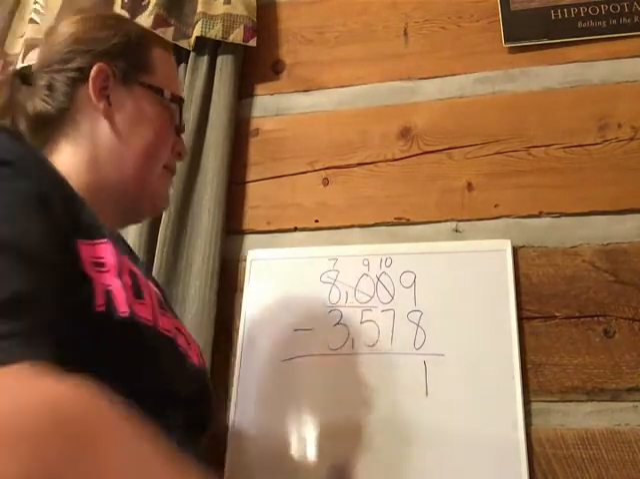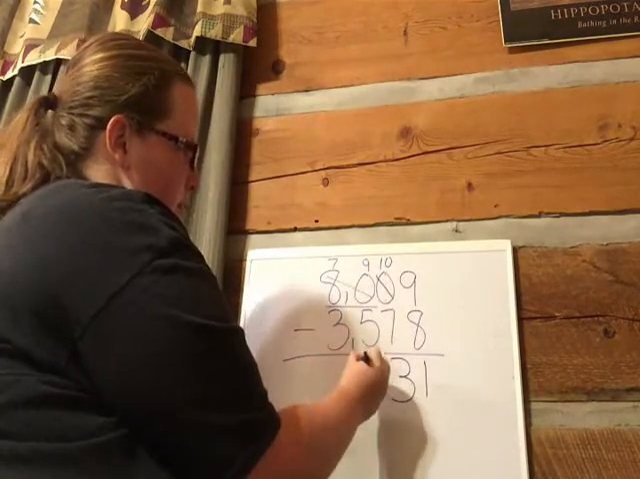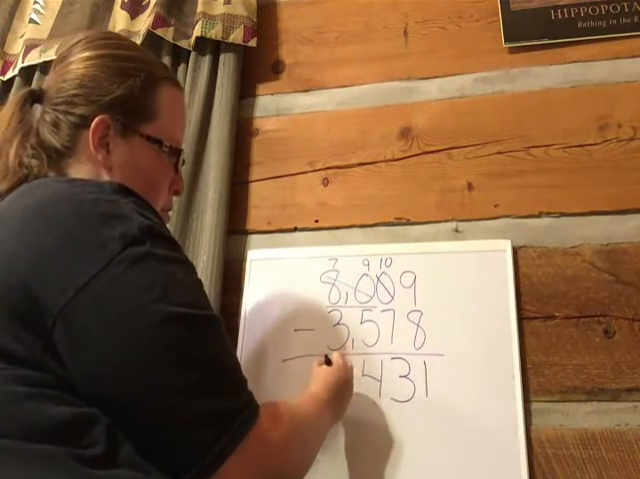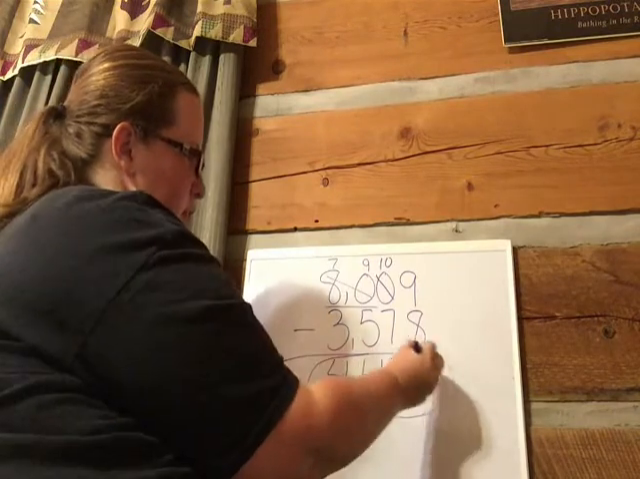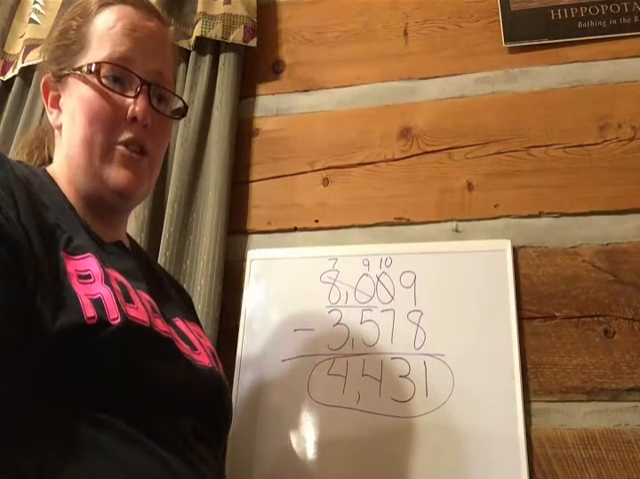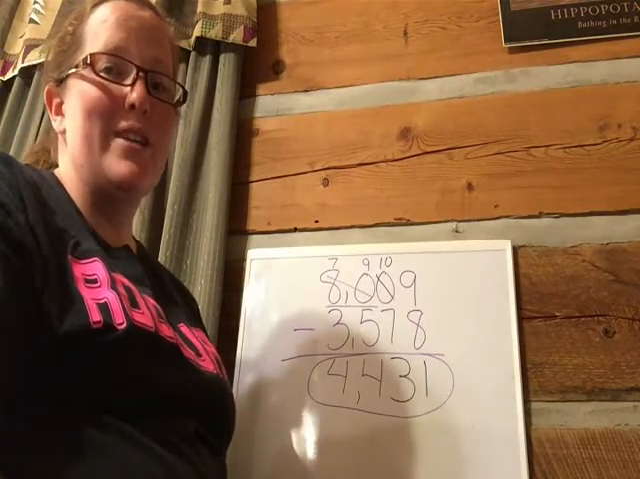Okay, so now you're ready to subtract. 10 minus 7 is 3. 9 minus 5, 4. And 7 minus 3, which should be 4. Okay, and that's your final answer, 4,431. Take a minute, try those 2 problems that are on the bottom of your paper, and I will check them when I see you.